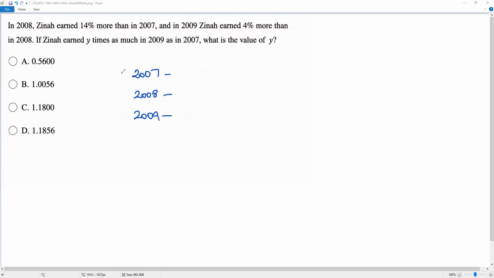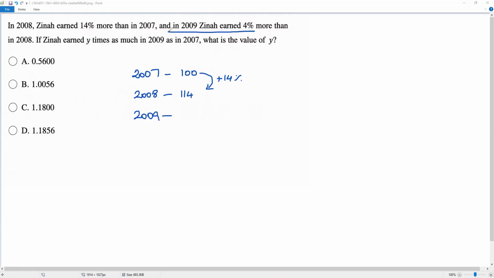Since this problem is based on percentage, for an unknown quantity, we can assume the value 100. So for 2007, we can assume the earning as 100. Now to get the earning for 2008, this value has to be increased by 14%, because for 2008, the earning is 14% more than 2007. When I increase this 100 by 14%, I am getting 114.